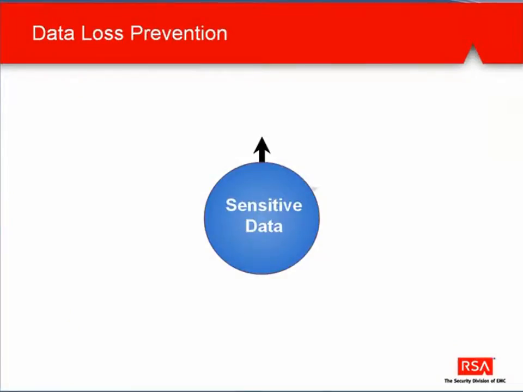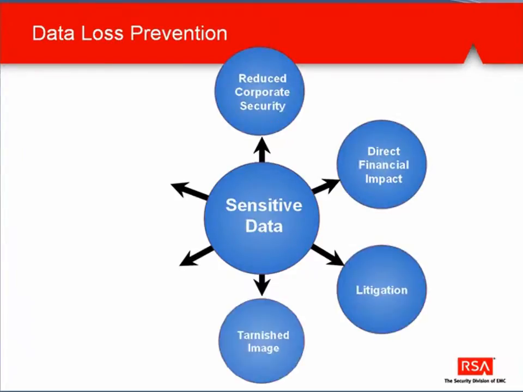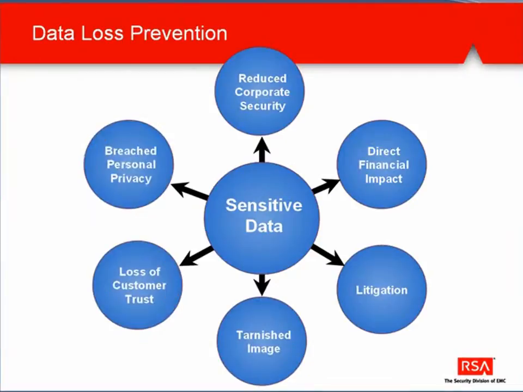So what is data loss or data leakage, and what sort of impact does it have on businesses? Most organizations today have some kind of sensitive data that must be protected. And when this sensitive information leaves your company and escapes your control, it can have a very serious impact in a variety of ways. This can lead to reduced security, increased financial costs, legal action, and most importantly, loss of customer trust. So what DLP does with this sensitive data is put controls in place that will stop that unintentional information loss and also eliminate the associated risks.